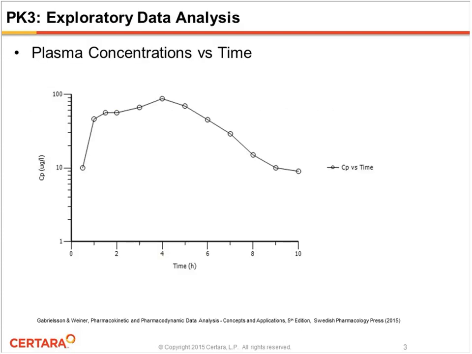Okay, so an exploratory plot of the PK profile. This is on a semi-log scale. So the plasma concentrations versus time, we see here we have the one-compartment elimination, but the absorption phase in this case is a bit tricky. So it might not be straightforward to fit a classical library model to such a profile.